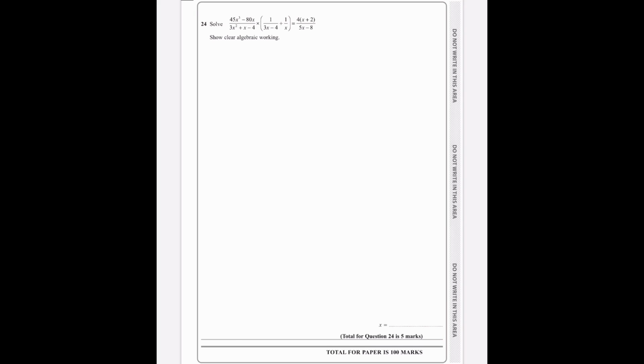Okay, last question on the paper, question 24. Lots of algebra going on here, although for the last question, although it looks quite messy, the skills that are involved aren't particularly difficult given it's question 24. First thing I'm going to do, I'm going to see what we can cancel.